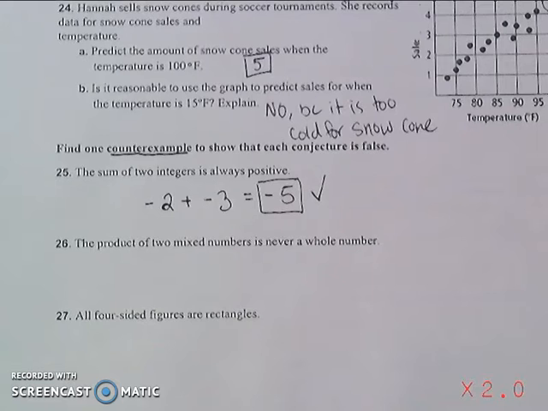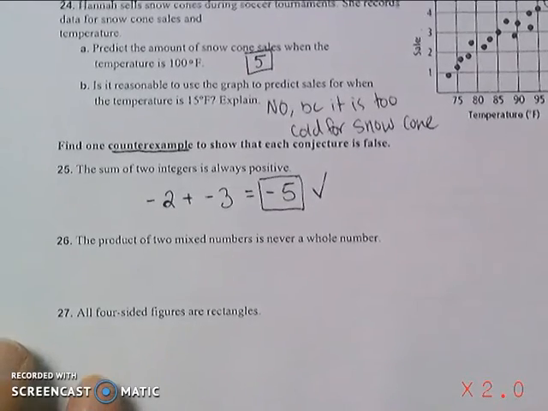The product of 2 mixed numbers is never a whole number. So I want to think, what 2 mixed numbers would multiply to make a whole number? We've got to think about that one for a second. After a little thought, I actually paused the video and thought about that for a second.